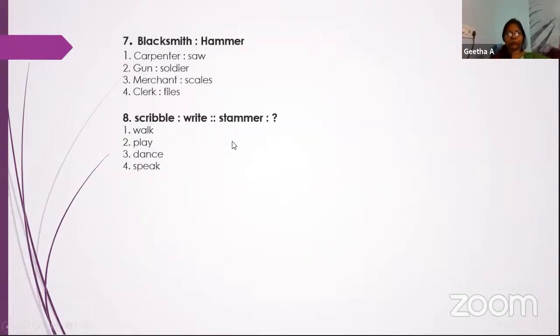So we will go further. So we have blacksmith, hammer. Then you'll have to find the next two things, that is carpenter, saw, gun, soldier, merchant, scales, clerk, and files. Carpenter, saw. All look similar, right? When you take the seventh one, blacksmith, hammer, and you see carpenter, saw, gun, soldier, merchant, scales, clerk, files, all look similar, right? Okay, let's see what is the right answer.